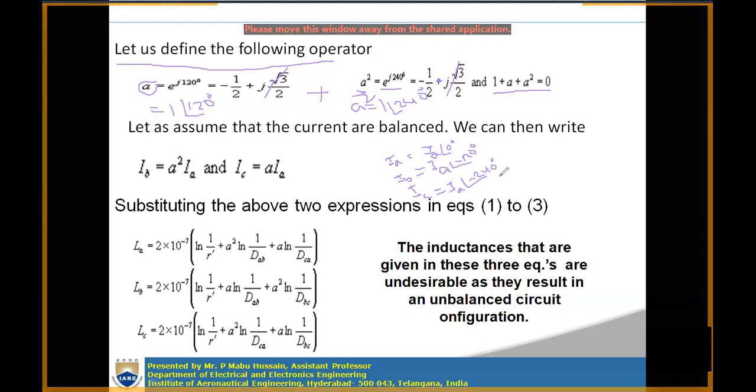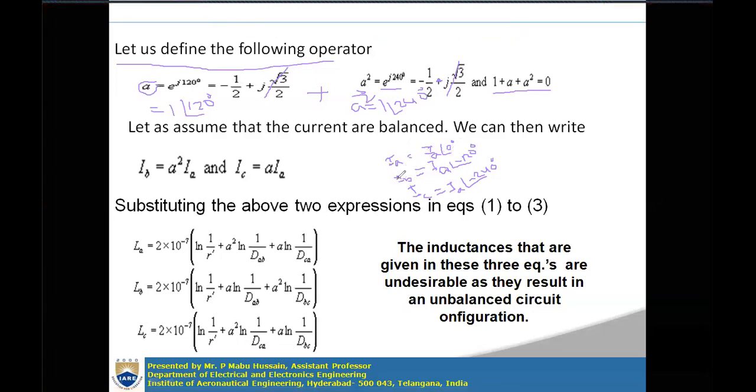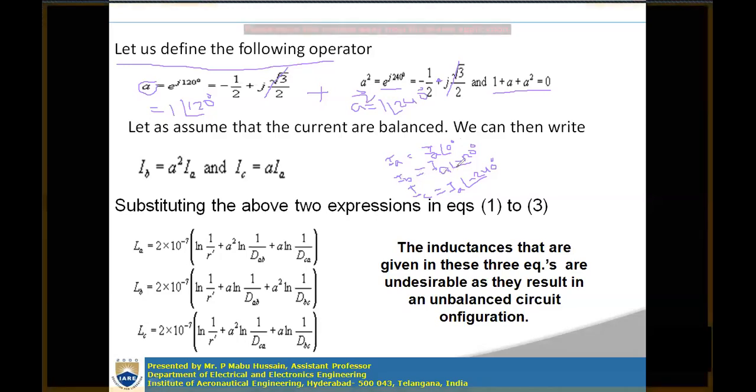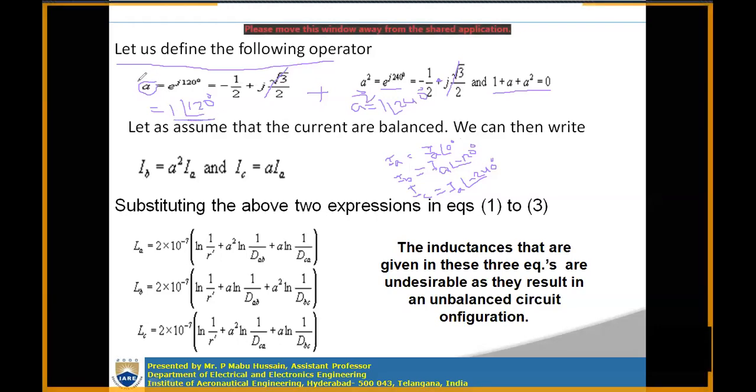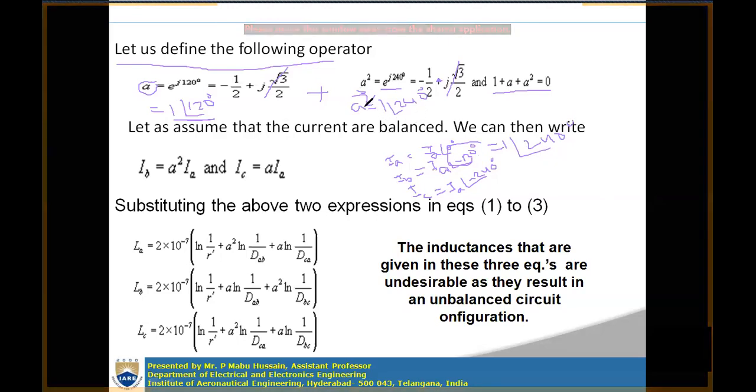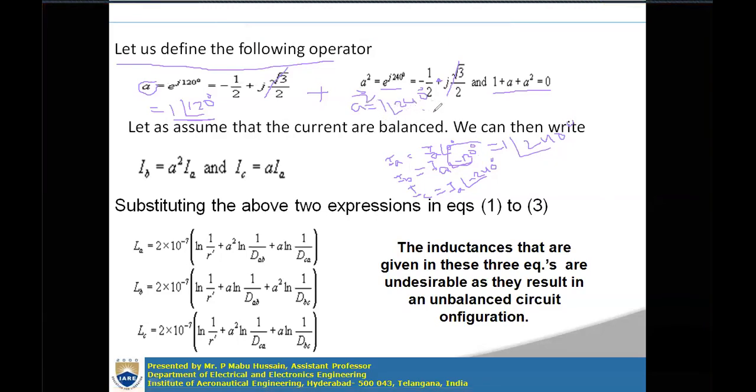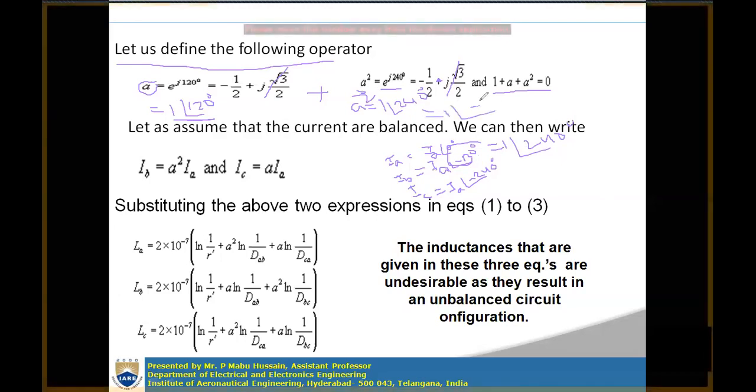Okay. So now IA is equal to IA, same. IA at 0 degrees is nothing but IA. Now if you write the IB value, it is equal to IA into 1 at an angle minus 120 degrees. So minus 120 degrees is nothing but 1 at an angle 240 degrees. Okay. So this 1 at an angle 240 degrees is nothing but A square. A square can be written as 1 at an angle 240 degrees or 1 at an angle minus 120 degrees.